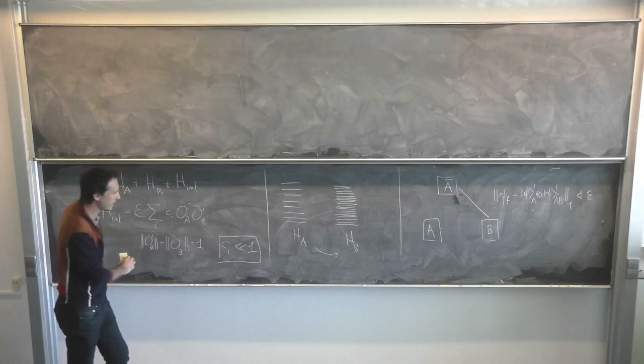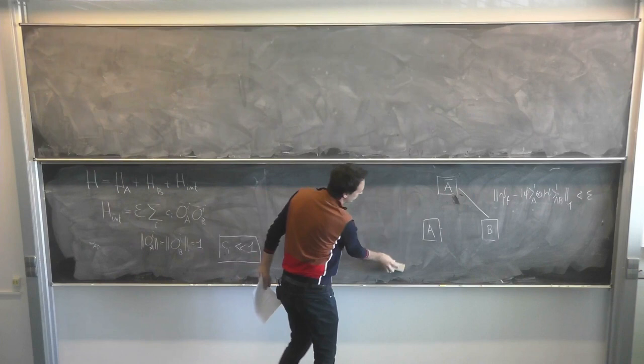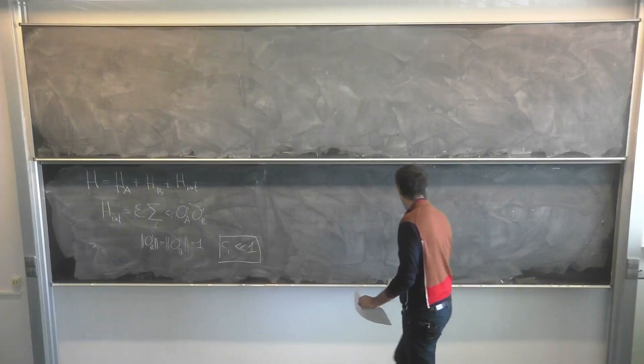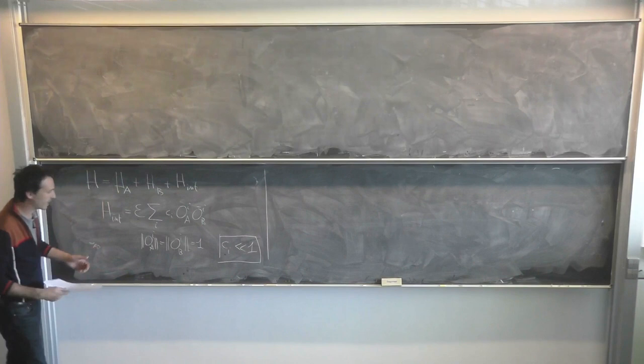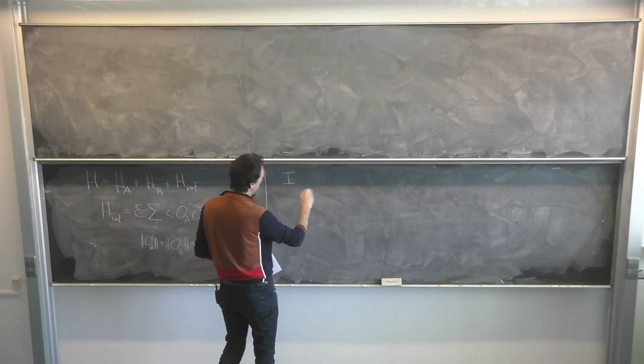How does this happen? We would like to understand in more detail at what rate, for example, the correlations are transferred from A to A bar. So first of all, we need to measure correlation somehow. The most natural thing to do is to use the mutual information. We will look at the quantum mutual information between A bar and B at time t.